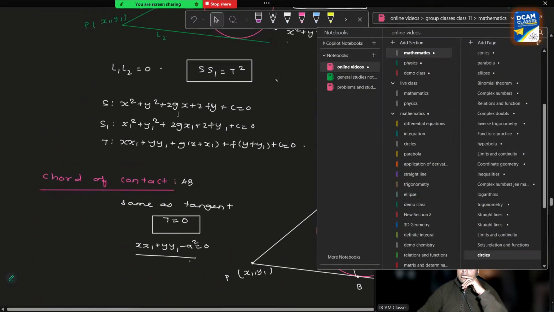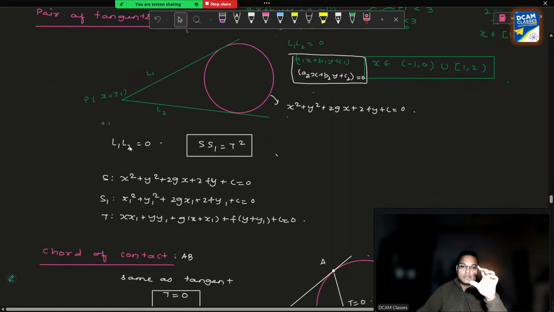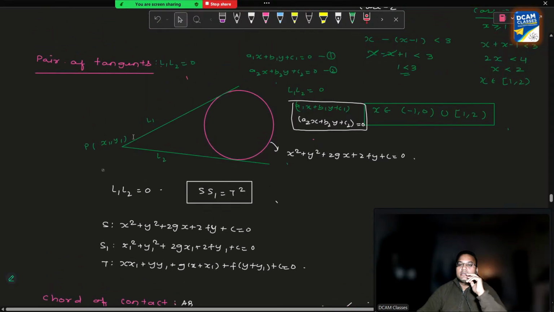See, this result you have understood now. What was this result? If we draw a pair of tangents from point P, x1, y1, external point to the circle, whatever may be the circle, the pair of tangent equation is L1, L2 is equal to 0. Two straight line equations multiplied with each other. Then that equation we get is S1 is equal to T square, where S is just the equation of circle. S1 is the point x1, y1 substituted completely in this equation of circle. And T is the equation of tangent. This square. If you do this, you'll be getting the equation of pair of tangents to the circle.